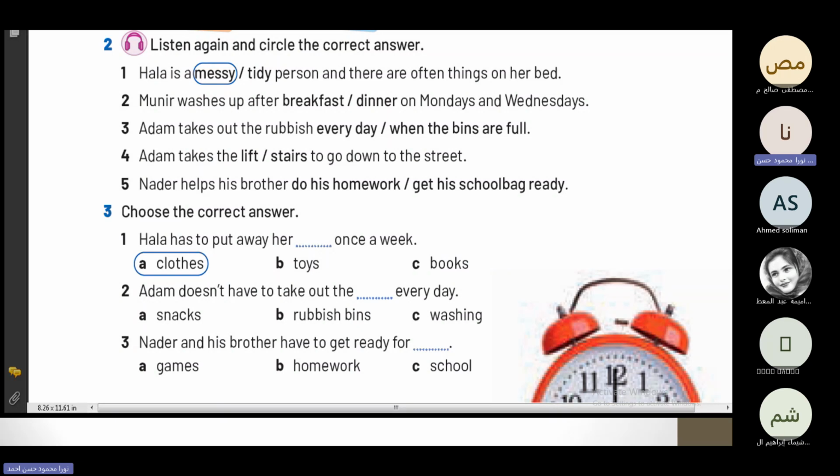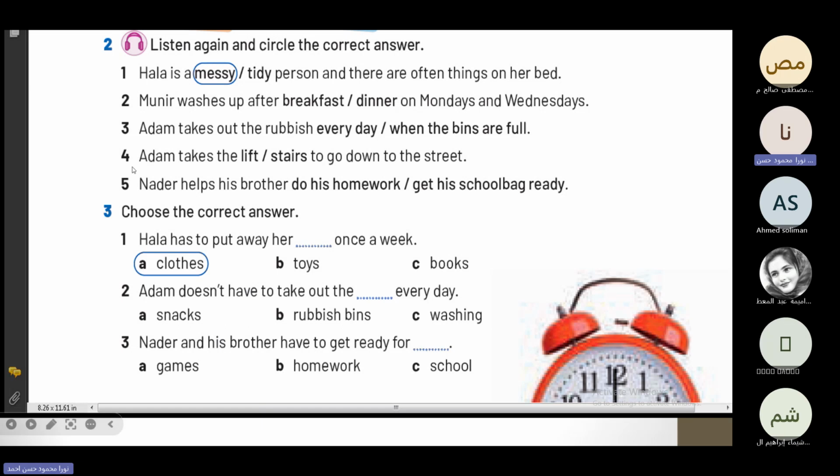What about number 2? So, Munir washes up after breakfast or dinner on Mondays and Wednesdays. Yes, he washes up after dinner. Excellent. Adam takes out the rubbish. Is it every day or when the bins are full? Yes, the last one, when the bins are full.